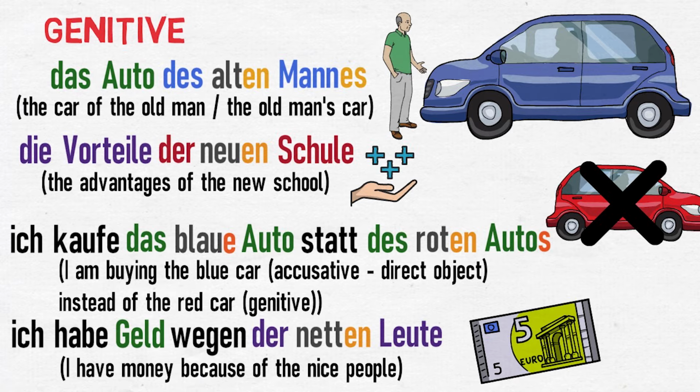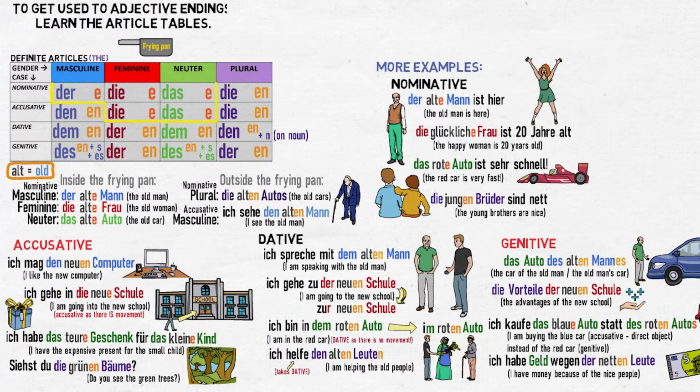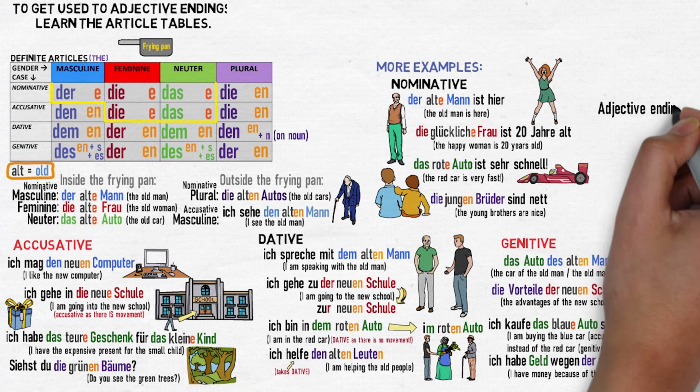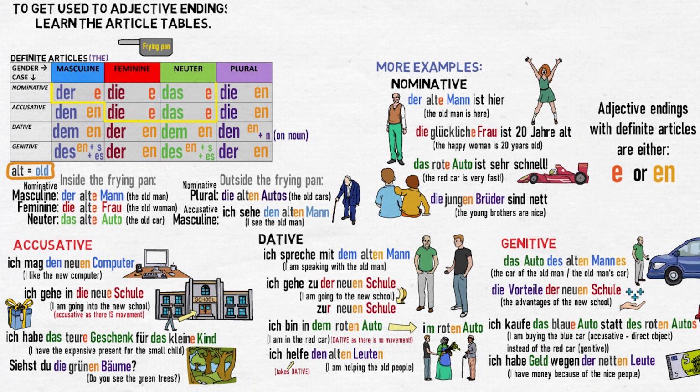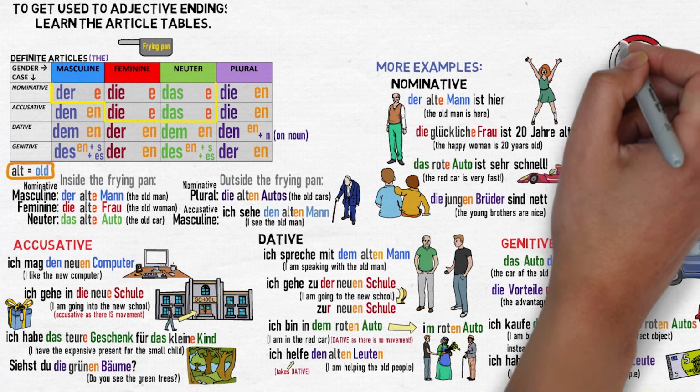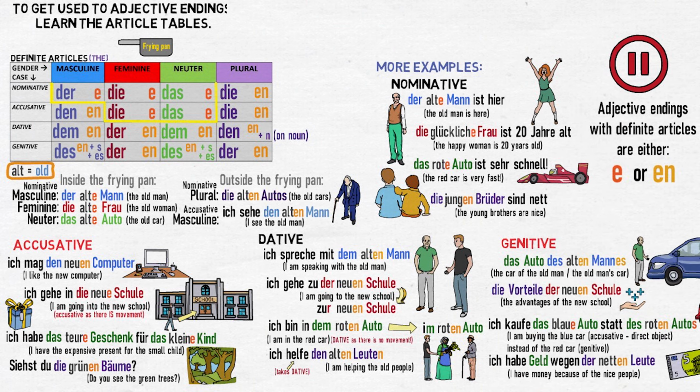So, that's a brief summary of the adjective endings with the definite article, or the word the. What you can see here is that if you've used the word the, the adjective ending will either be e or en. So if all else fails, have a guess and someone will likely correct you. It's a good idea to pause the video now to recap the adjective endings with the definite articles before moving on to part 2 in this lesson, adjective endings with indefinite articles, a or an, which includes possessive words like my, your, his, her, etc.